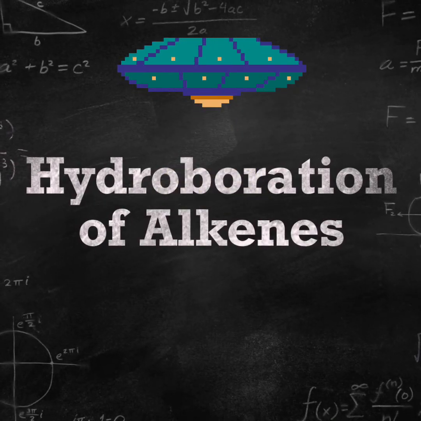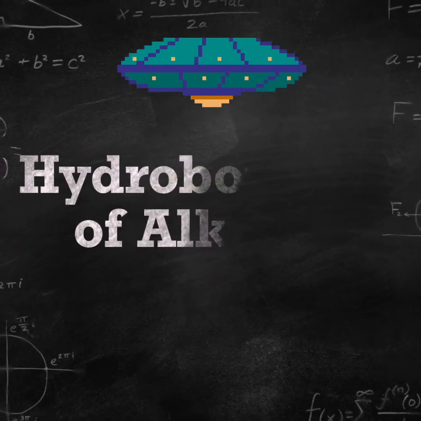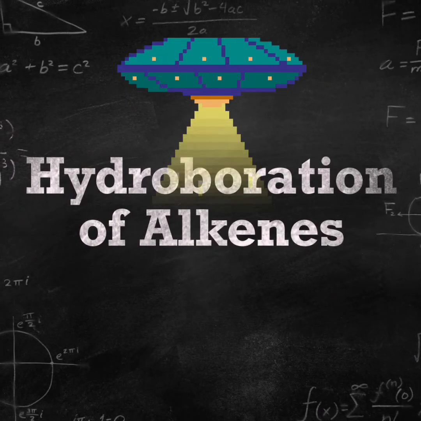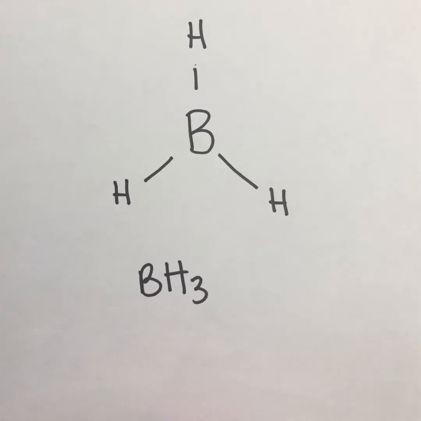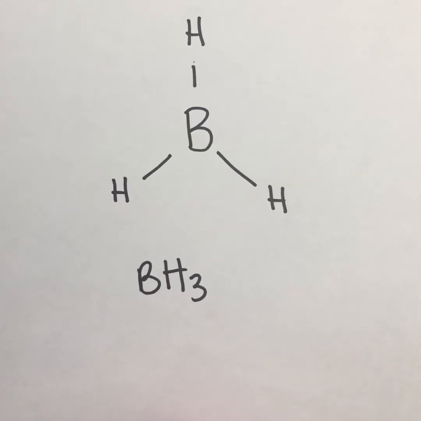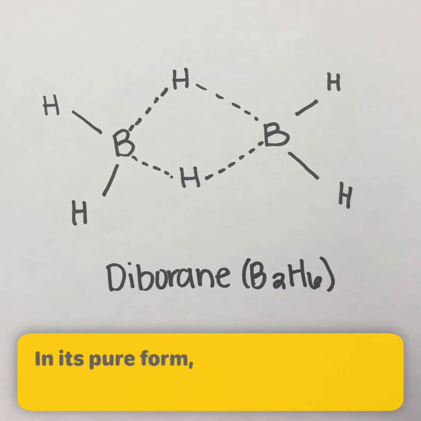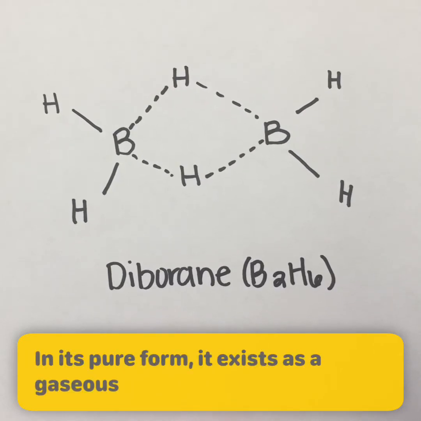Today we will be discussing the hydroboration of alkenes mechanism, but first let's discuss our reagent. BH3 is the reactive species in this reaction. It is highly unstable because boron does not have an octet. In its pure form, it exists as a gaseous dimer, diborane.